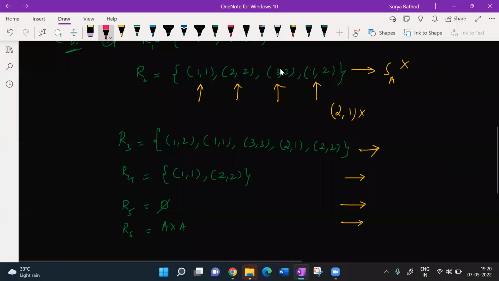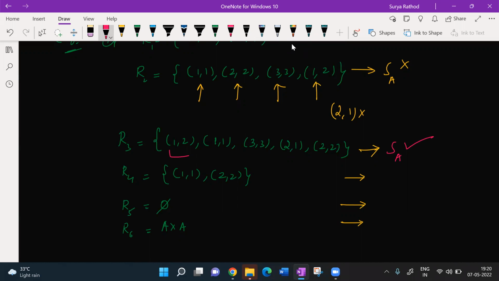Beta, 1 comma 2, reverse of 1 comma 2 is 2 comma 1, which is available here. 1 comma 1 reverse is 1 comma 1, 3 comma 3 reverse is 3 comma 3, 2 comma 2 reverse is 2 comma 2. It is a symmetric relation. Yes, why not? It is symmetric. Check properly. Understood my point?